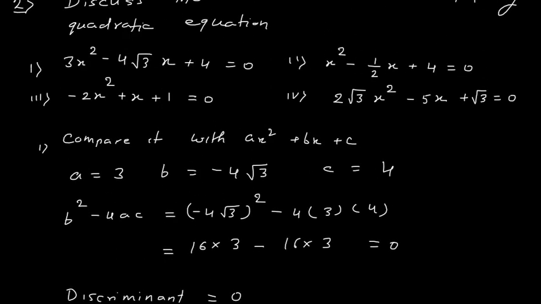In the second problem, x² - 1/4 x + 4. So your b² will become (-1/2)² which is 1/4, minus 16. Now 1/4 minus 16 is less than 0. So you will say that no real root is possible. In the third equation, again b² is 1, minus 4ac, so it will become plus 8. So you will get some number which is greater than 0. So you will say that two real and different roots are possible.